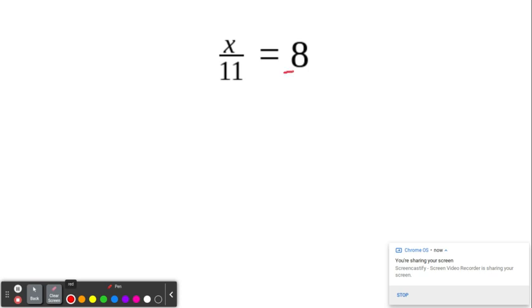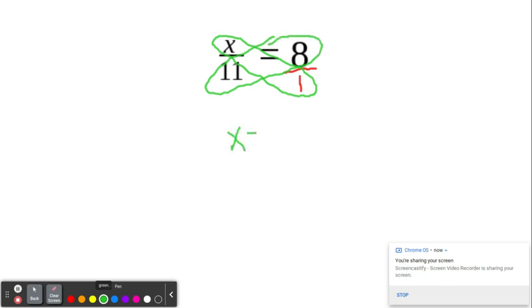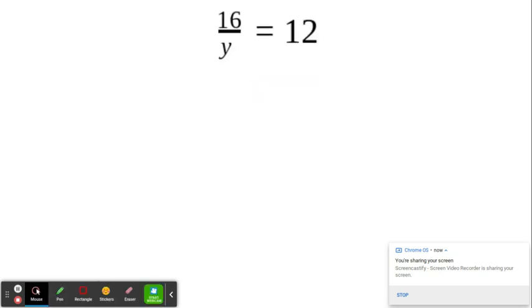I turn anything into a proportion by taking this solo number over here, this whole number, and putting it over 1. By turning that into a proportion, it now allows me to cross multiply. And when I cross multiply, x times 1 gets me x, and 8 times 11 gets me 88. Hopefully no issues there on that one. Let's take a look at the next example.